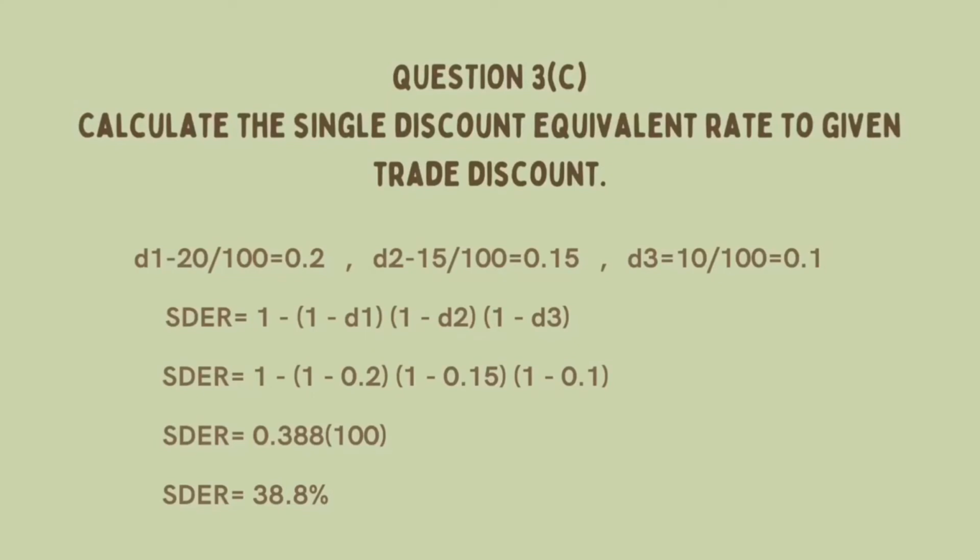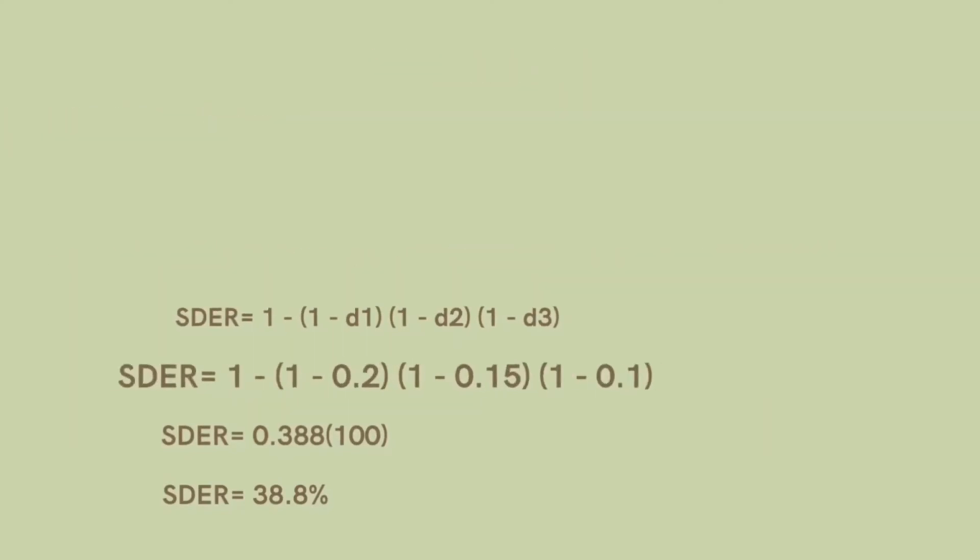Now we can fill in the formula, which is 1 minus bracket 1 minus 0.2 bracket 1 minus 0.15 bracket 1 minus 0.1 bracket. And we'll get the answer, which is 0.388. Change it to the percentage by times it by 100 and the answer will be SDER equal to 38.8%.